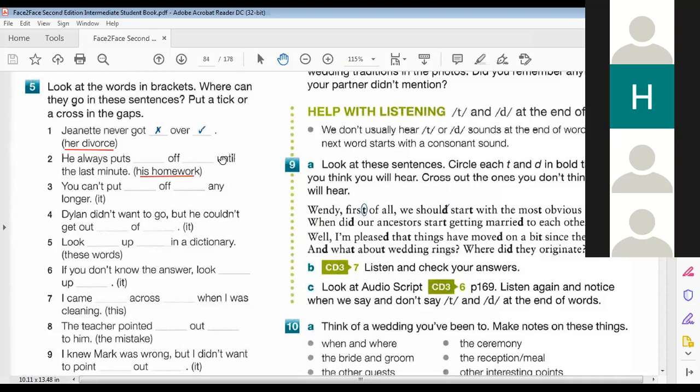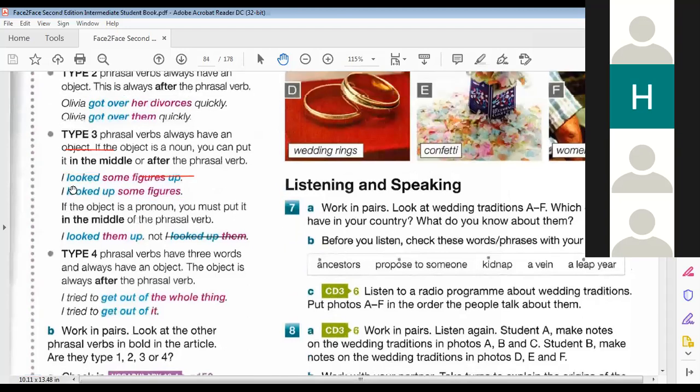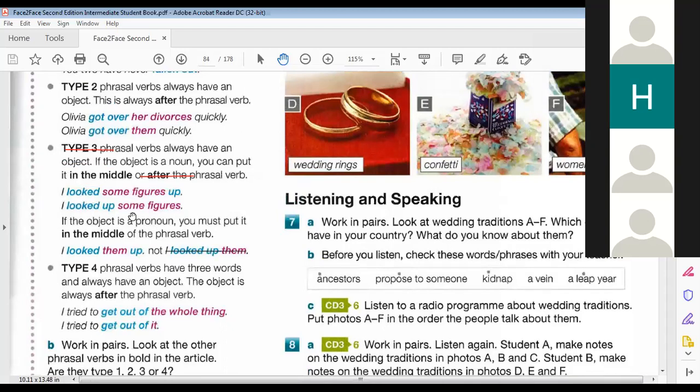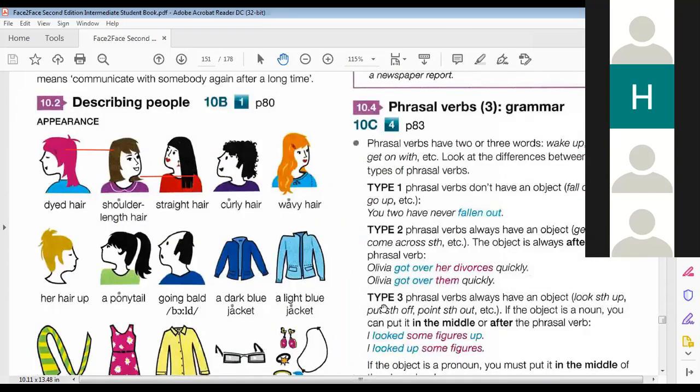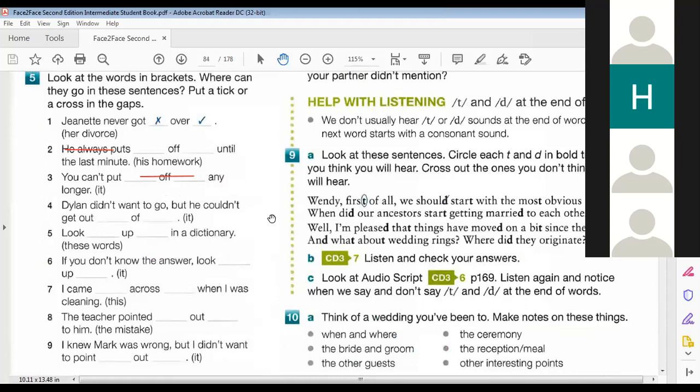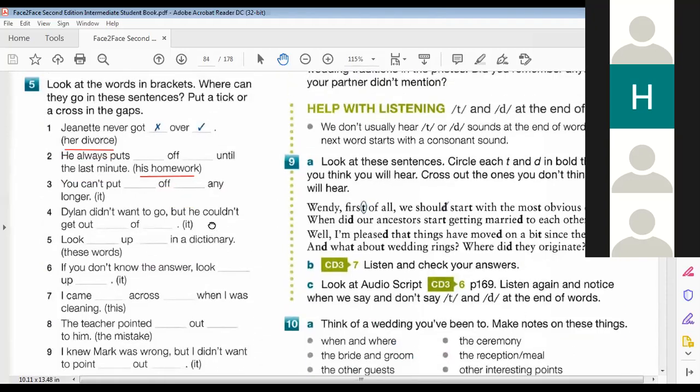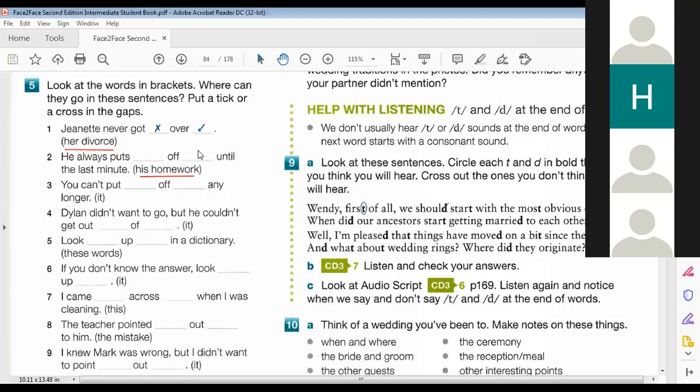Do you get the point or not? Because we agreed in type 3, like looked up. I looked some figures up. I looked up some figures. You can put it in the middle, okay, you can put it at the end, okay. This is on condition that put off turns out to be type 3. Let's make sure. Put something off, it really did turn out to be the third type. So what does this mean? Where do we put? Yes, it is true. It's true in both, right? Yes. So both of them are okay. It's up to you. It's optional. If you want to say he always puts off his homework until the last minute, okay. If you want to say he always puts his homework off until, okay, it's fine in both cases.